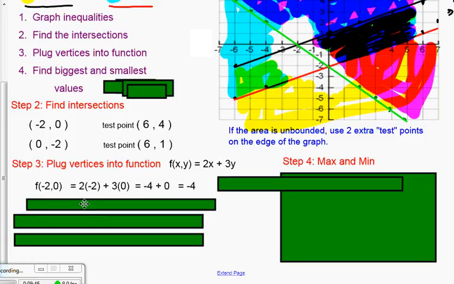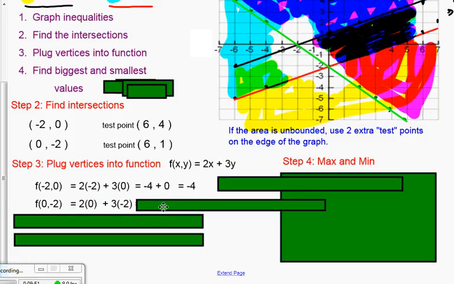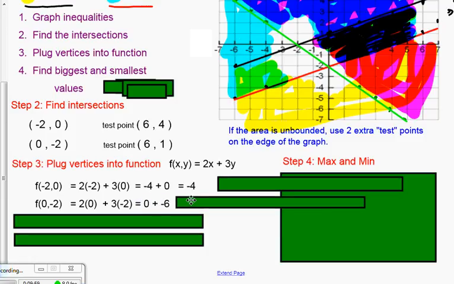Okay. Working with our other spot, we have 0, negative 2. Plug that into our function, 2 times 0 plus 3 times negative 2. 2 times 0 is 0. 3 times negative 2 is negative 6. So as we work that out, 0 plus negative 6 is still negative 6.